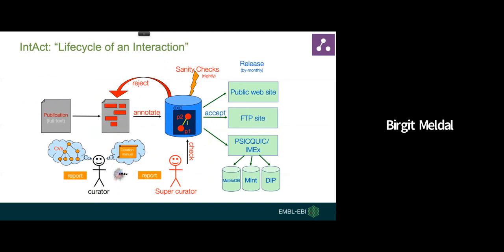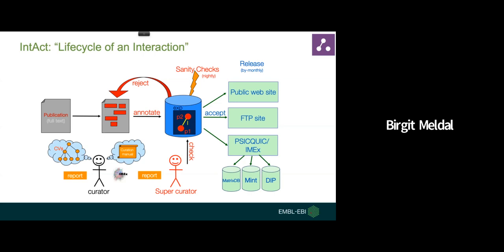Curators use a very detailed curation manual and CVs, that stands for controlled vocabularies, to make sure every curator curates to the same rules and that the data is standardized. Every entry into the database is checked by a second curator for accuracy and completeness of the curation of the particular paper. And the second curator can reject the entry, and then the first curator needs to make changes.